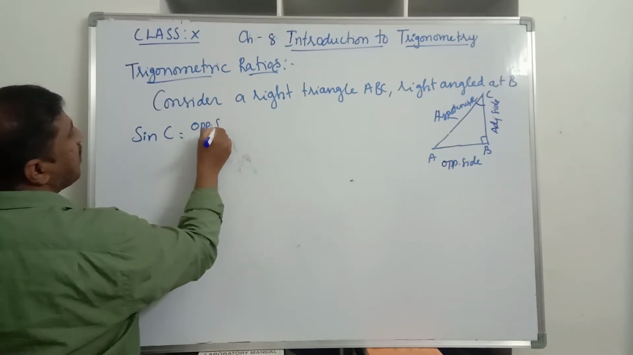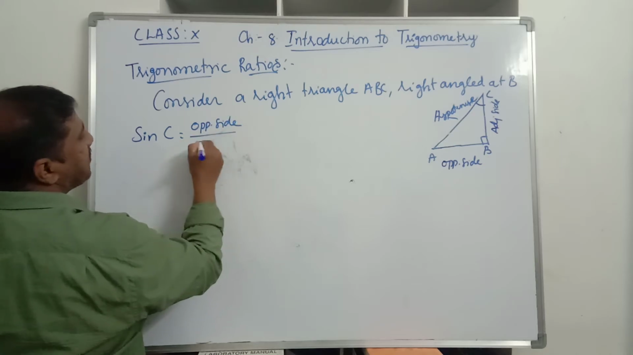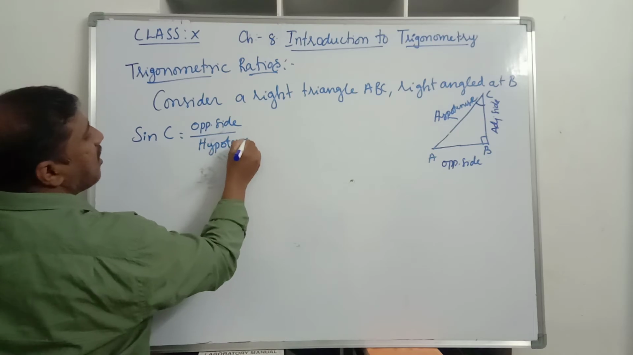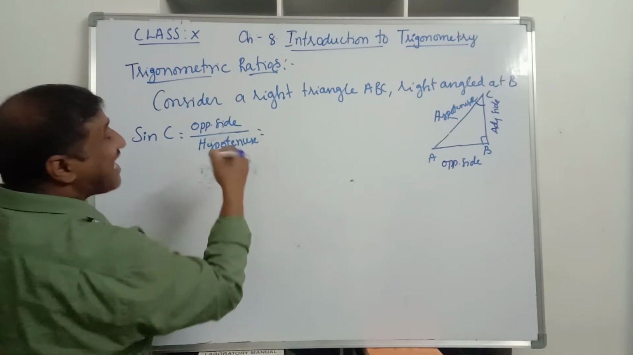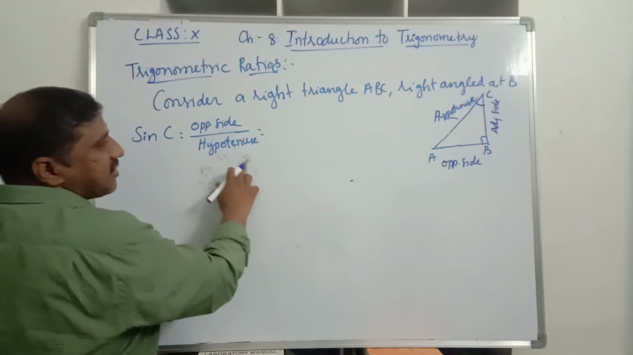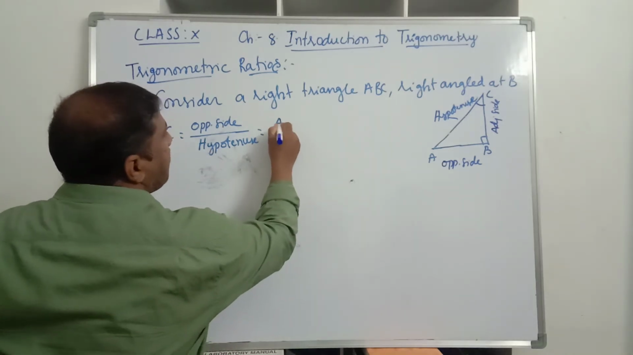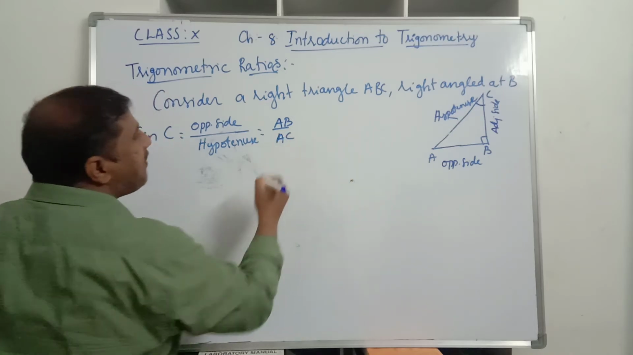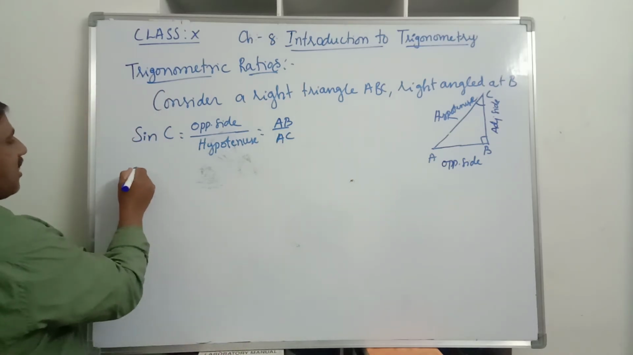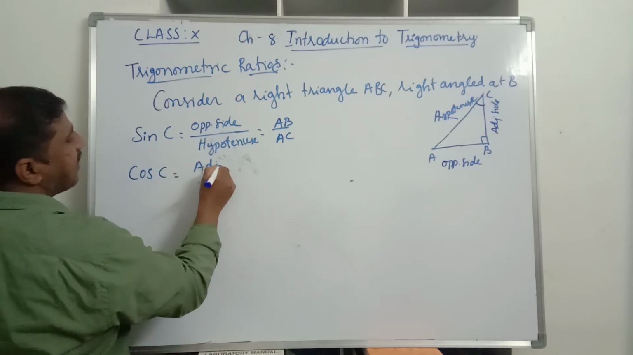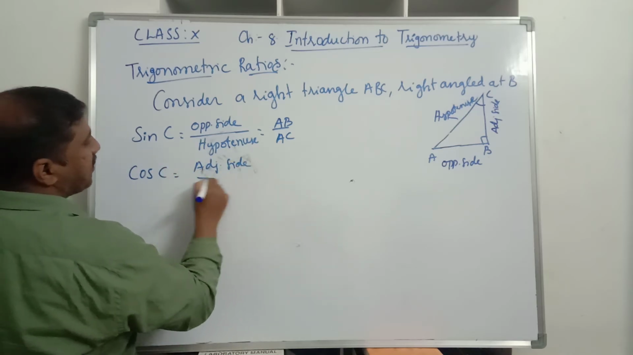Opposite side divided by hypotenuse. Opposite side of what? Angle C. I am writing in short form. Opposite side divided by hypotenuse. Which is the opposite side? AB divided by hypotenuse, it is AC. So sin C is AB by AC. Similarly, cos C is equal to adjacent side divided by hypotenuse.